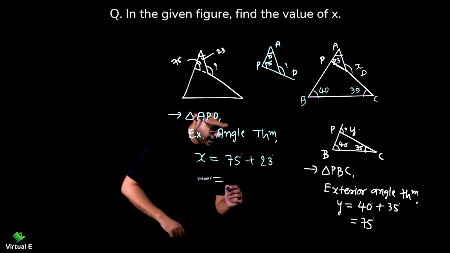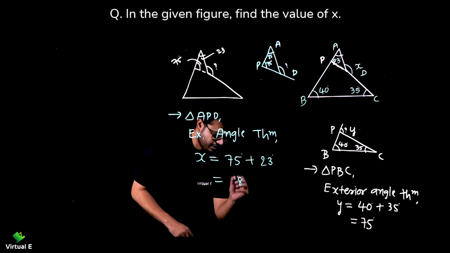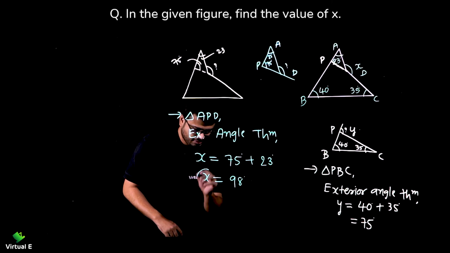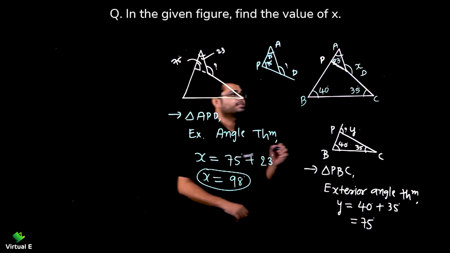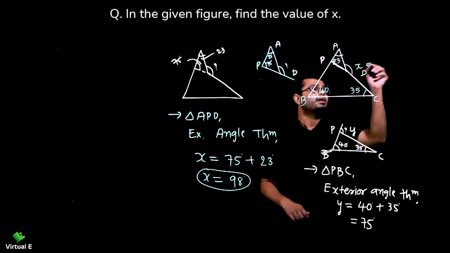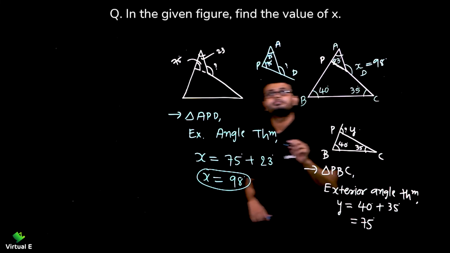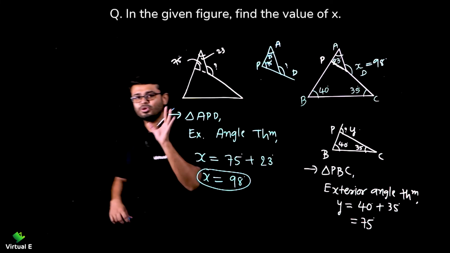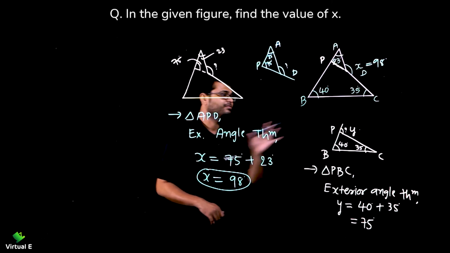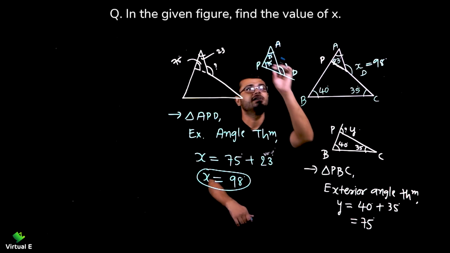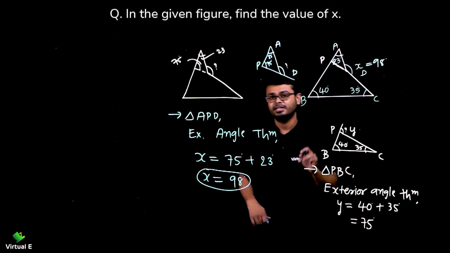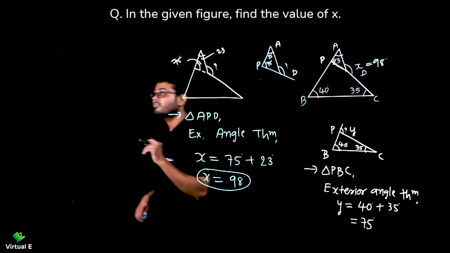So 5 and 3, that's 8, 7 and 2, that's 9. So value of X is 98 degree, right? Very simple. Both of the time I use the exterior angle theorem. With the help of this one, you find this angle, and with the help of this two, you find the outer one. Now, how to do with the help of quadrilateral?